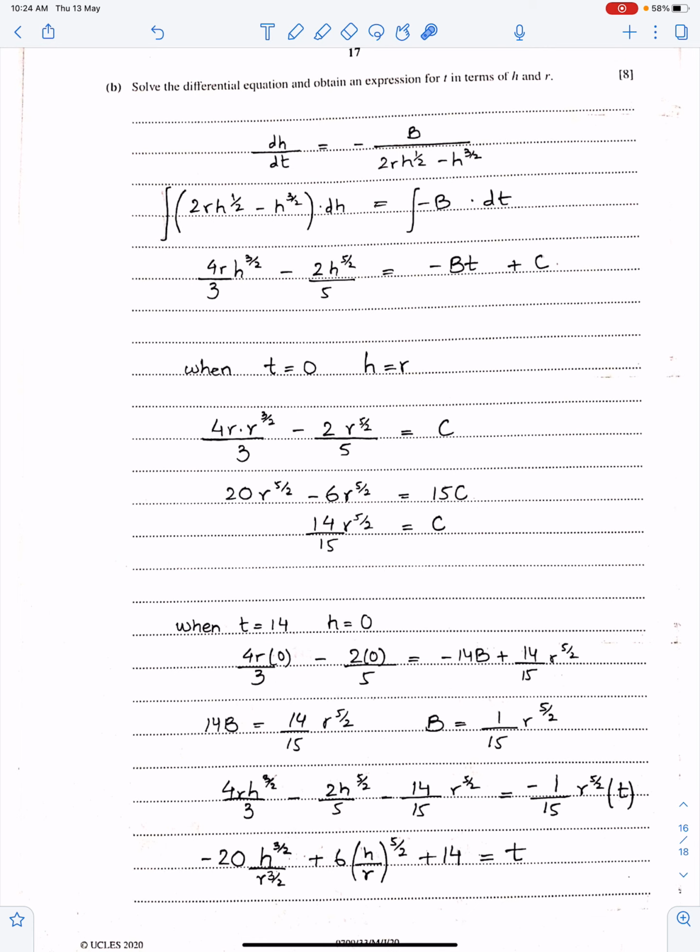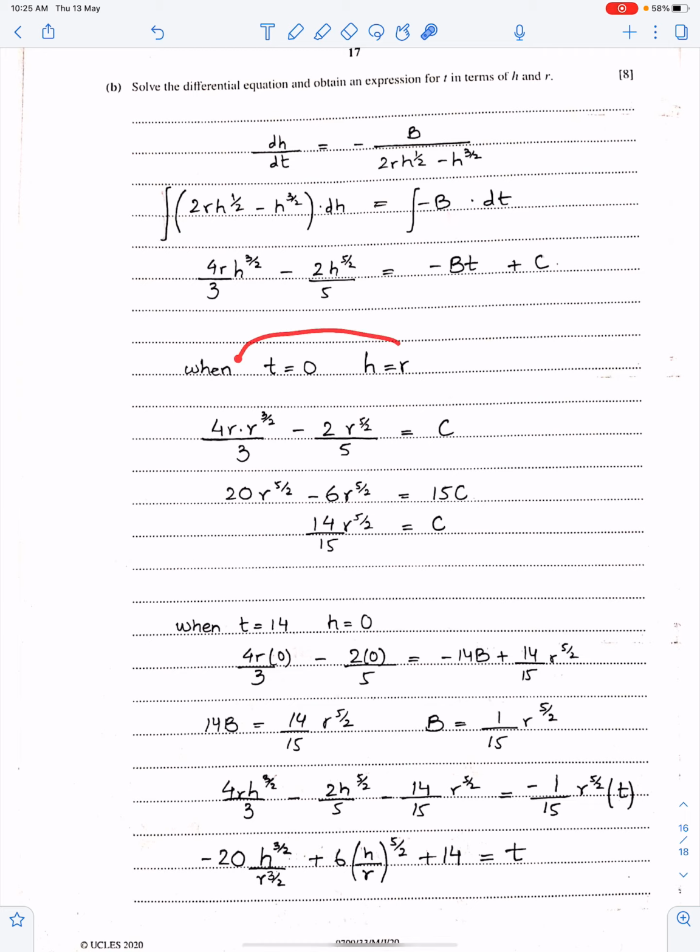Solve the differential equation and obtain an expression for t in terms of h and r. Number one, we have to go for variable separable. We need to bring dt here and this entire thing here. Now we need to integrate this and this. r is constant, so just leave it. So h power 3 upon 2 divided by 3 upon 2, which will become 4 upon 3. This is here. This will become minus bt plus c.